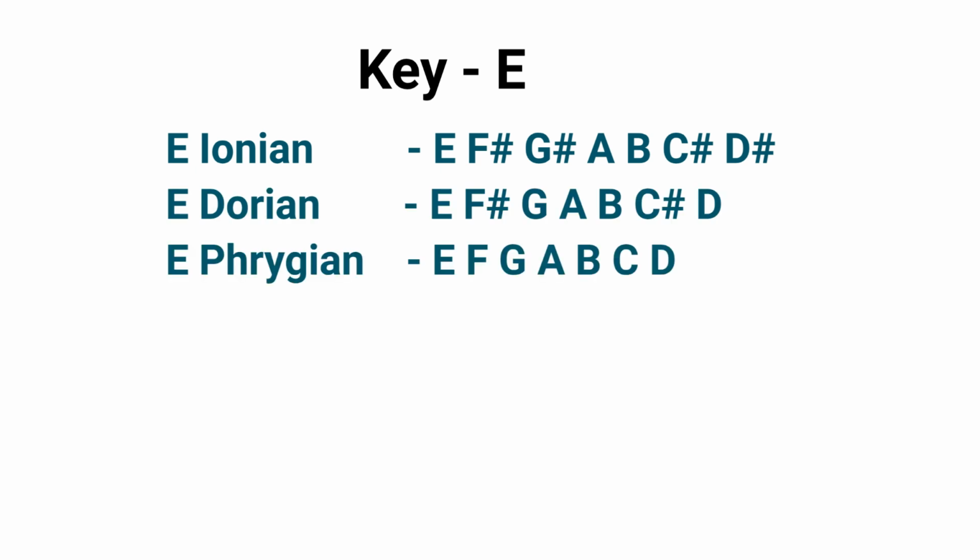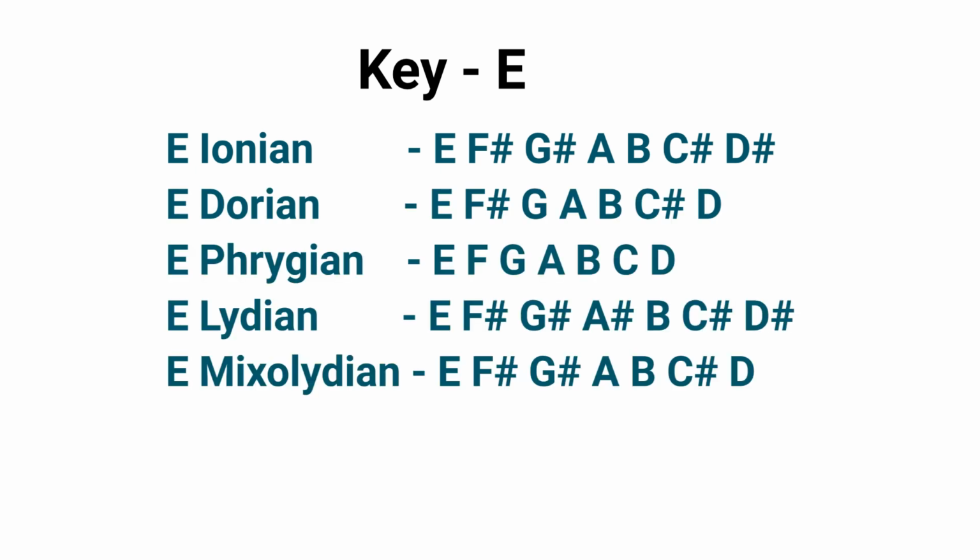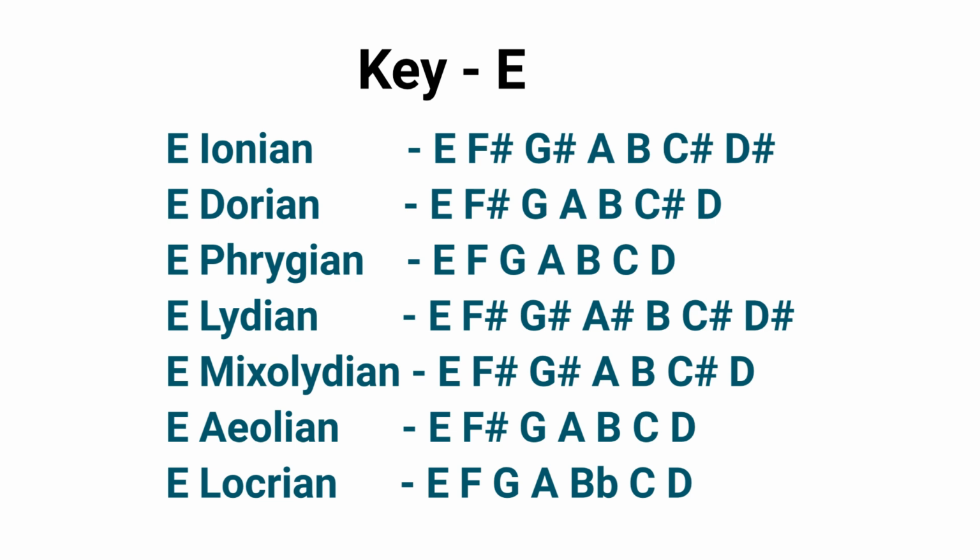For example, your key is E major. Just write down all 7 modes of the E major key. That is E Ionian, E Dorian, E Phrygian, E Lydian, E Mixolydian, E Aeolian, E Locrian. And then select in which mode you want to make music, and then check what notes are coming in that mode and use those notes to play solo or to make music. So this is about a major scale.